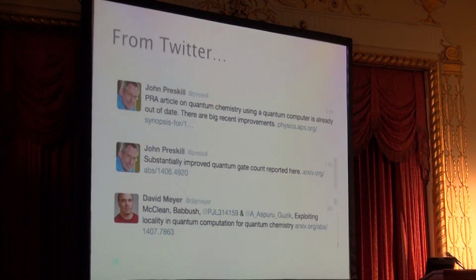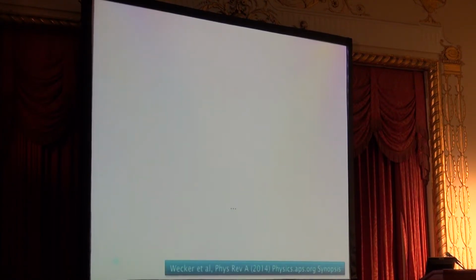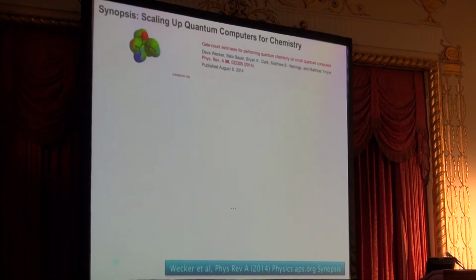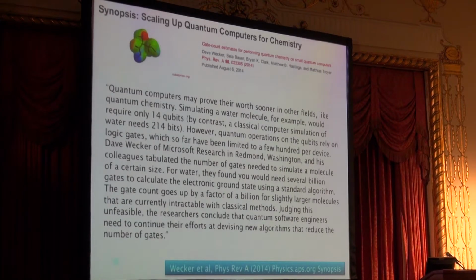So what happened is that there was a very nice paper, slightly pessimistic too, from Microsoft, Dave Wecker, Matthias Troyer, Matt Hastings, which was just published on August 6th and covered, I guess, yesterday or 2 days ago on the physics aps.org website. They basically say the gate count goes up by a factor of 1 billion when you use larger molecules, and therefore this will be very intractable using quantum computers. If this was the case, then maybe I would have changed my topic and told you about one of my other research areas, right?